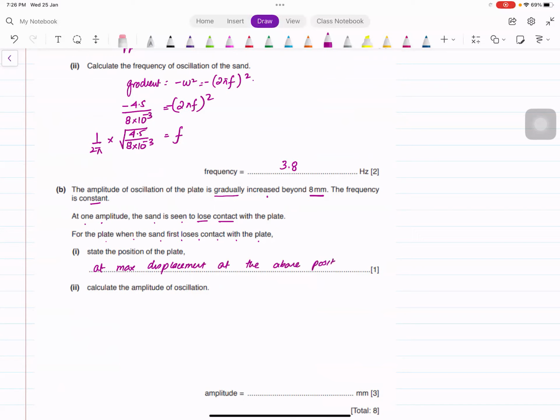Because at the bottom, it would not do the same, because at the bottom it will be accelerating upwards. So that's why it will create some greater reaction force. Is that clear, everyone?